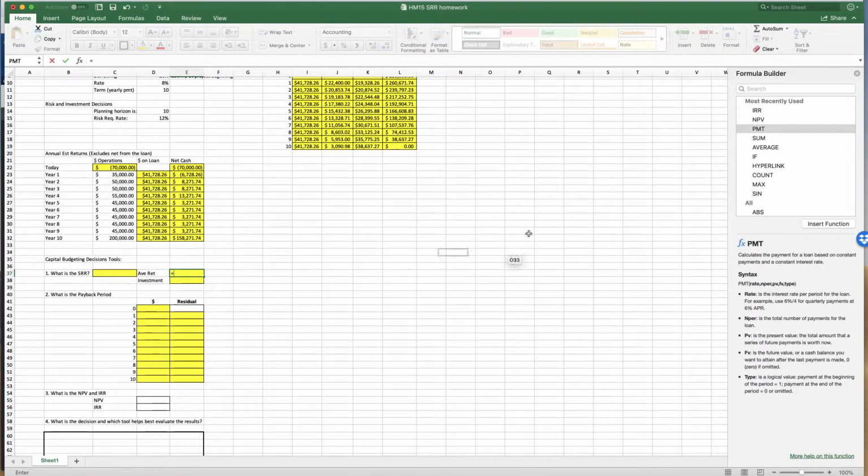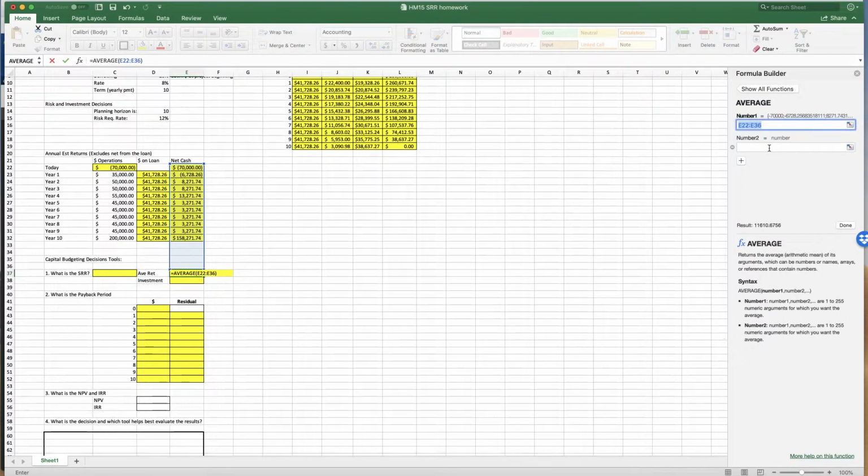Equals. And then you can go ahead over here and double click on average, and it wants to know, well, I only want years 1 through 10. That's the average return. Not going to look at what I've got to pay up front. It's just the return years. And that's going to average 19,000.